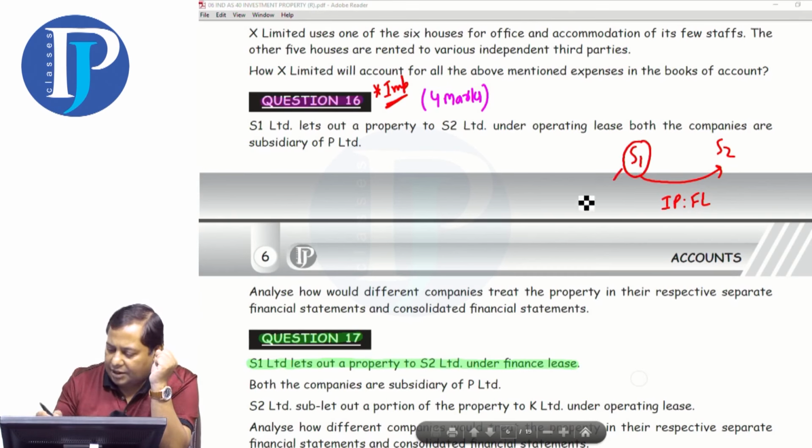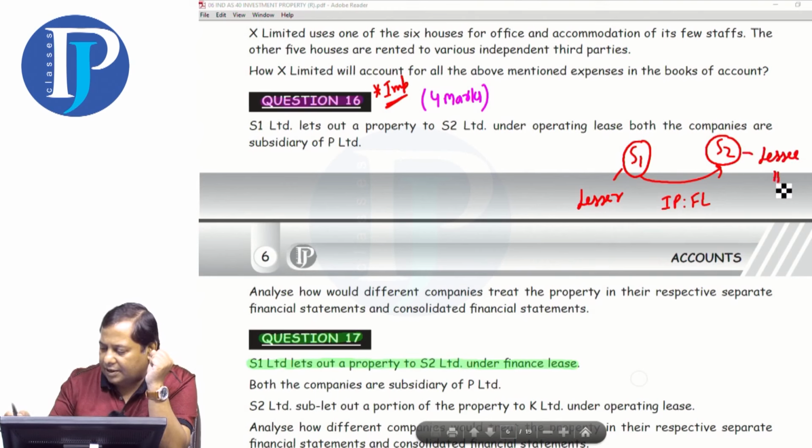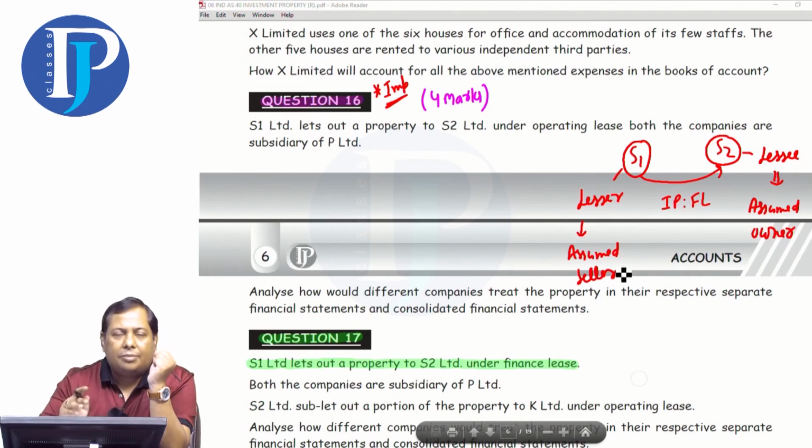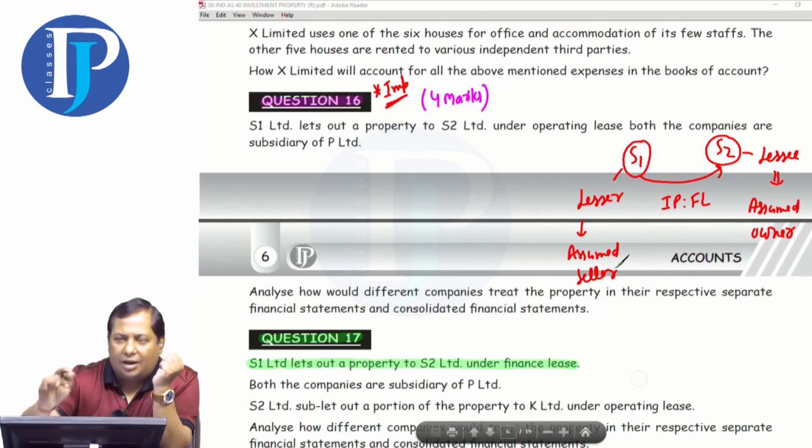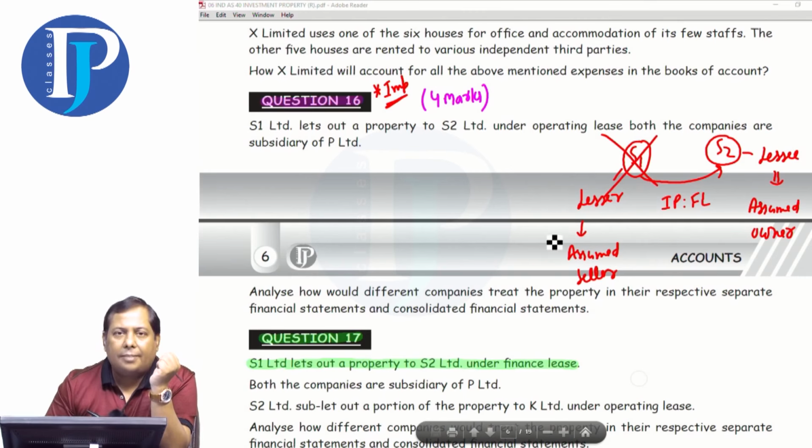You will say that this is a lessor and this is a lessee. The lessee here, we consider as the assumed owner, and we consider the lessor to be the assumed seller. When S1 has leased its own property to S2, that too on a finance lease, the property has been taken out from S1 Limited.